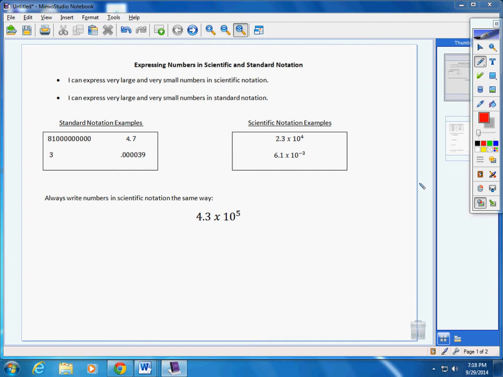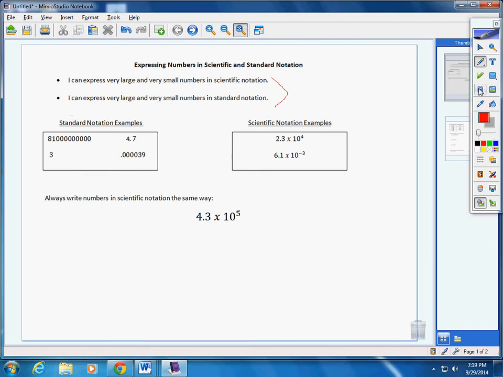Good evening. We're going to start our short unit on scientific notation, and we'd like to start you guys off with a few I can statements, a few positives here. By the end of this lesson, we're hoping that you'll be able to say these two things. I can express very large and very small numbers in scientific notation. Also, I can express very large and very small numbers in standard notation.